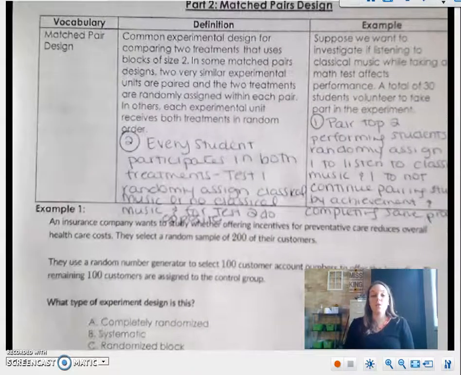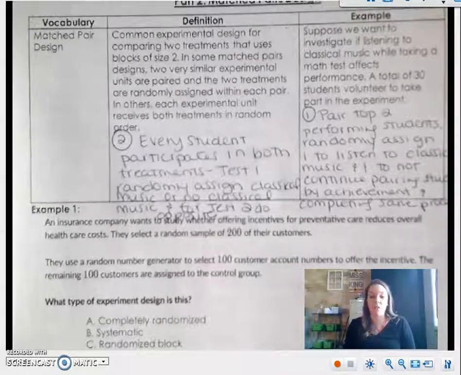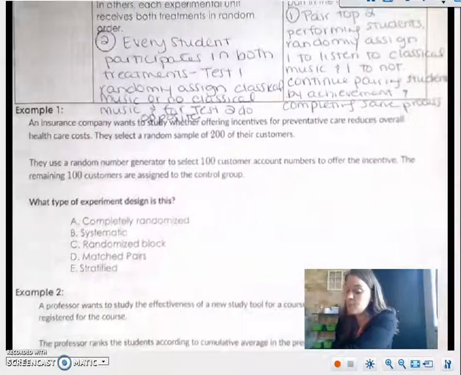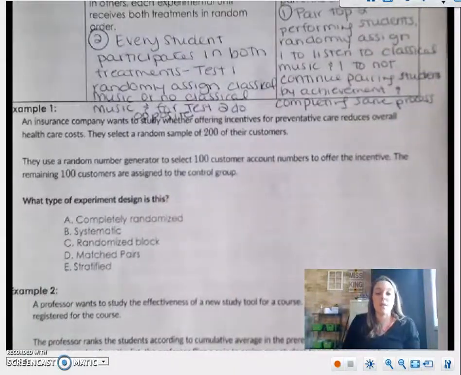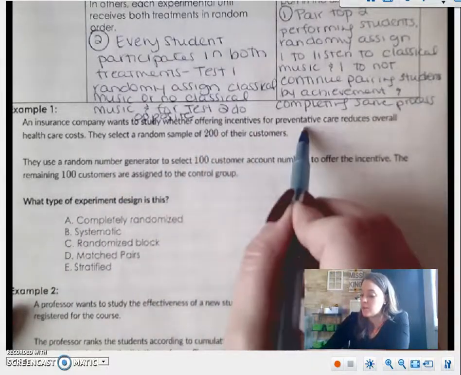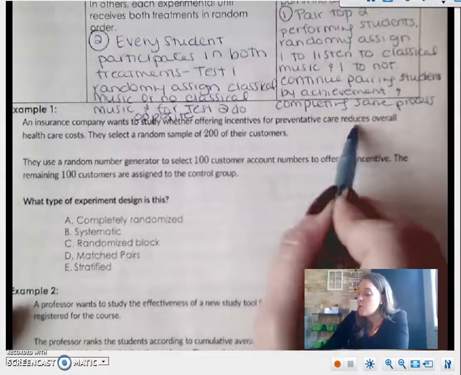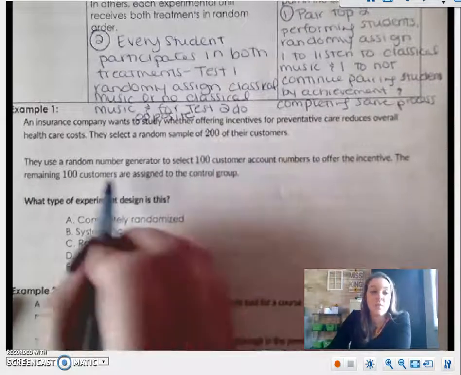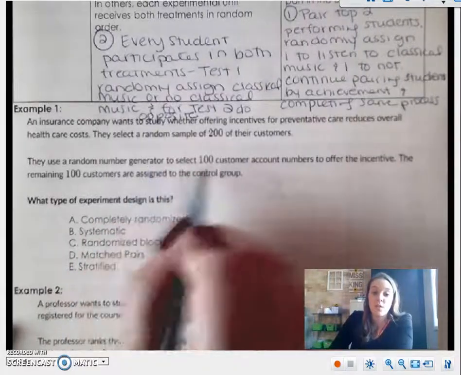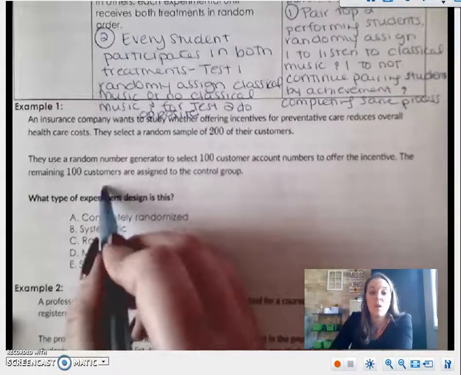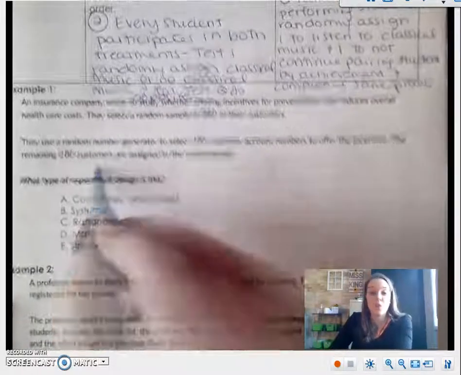So let's go through a few examples of these different types of experiments so you can see how they are applied in context. So example number 1 says an insurance company wants to study whether offering incentives for preventative care reduces overall healthcare costs. They select a random sample of 200 of their customers. They use a random number generator to select 100 customer account numbers to offer the incentive. The remaining 100 customers are assigned to the control group.